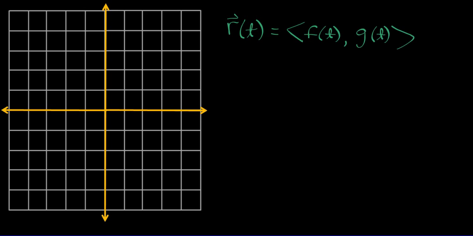And notice that we could write it this way as well. Don't forget, we could write it as f of t i plus g of t j. That's another way that we could write it, of course. It's just whichever way you feel most comfortable with as you're working with these. But notice it's a package of functions, and when we input a value of t, we get out a vector.